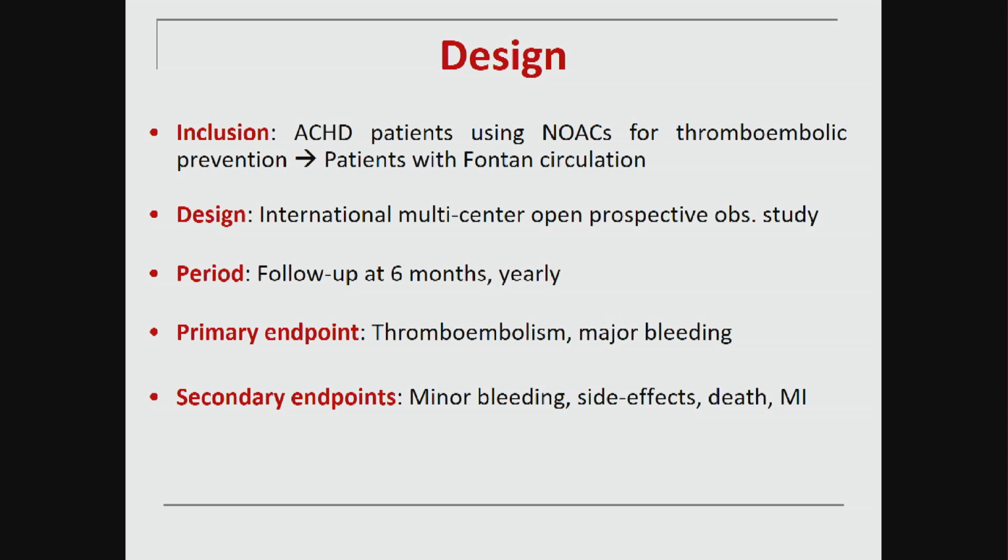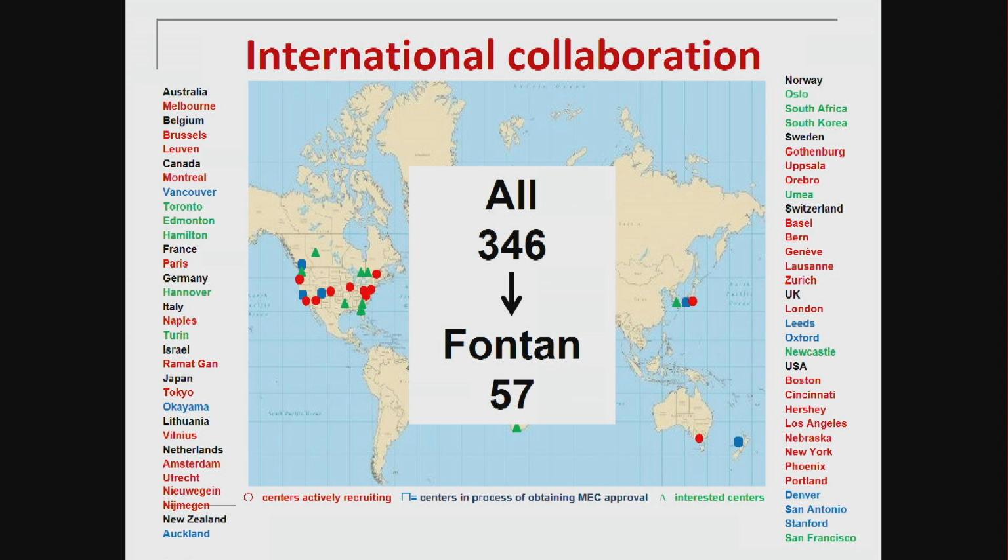Well, the design I've just said before: from all the ACHD patients using NOACs, we've included only patients with Fontan circulation. It is an international multi-center open prospective cohort study, and we do a follow-up at 6 months and yearly thereafter. As primary endpoints, we've chosen thromboembolism and major bleeding, and as secondary endpoints, we've chosen minor bleeding, side effects of NOACs, death, and myocardial infarction.